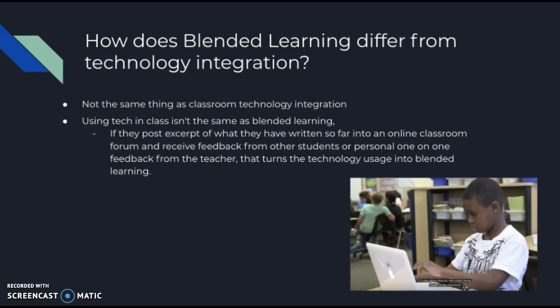Here, the teacher is integrating technology into her classroom, but the technology is not being used for learning about the class content. On the other hand, if the teacher had her students do research for their essays, and afterwards they need to post an excerpt of what they have written so far in an online classroom forum, and the student can receive feedback from other students, as well as personal feedback from the teacher, this is a type of blended learning since the students are combining an assignment with technological resources and an opportunity for online interaction with peers and the instructor.